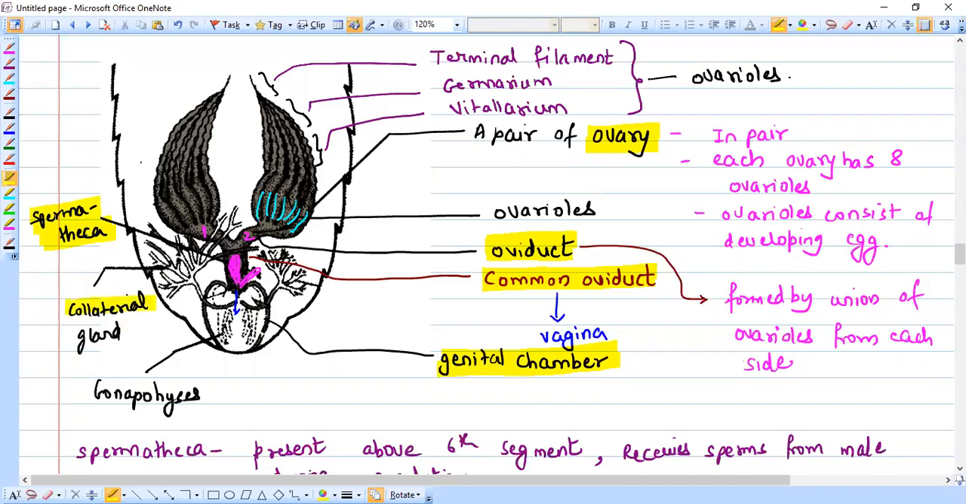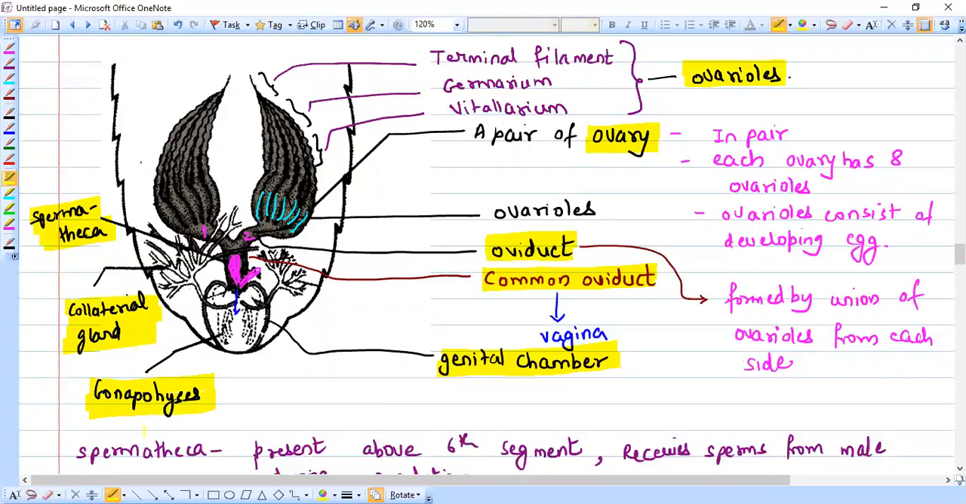Then surrounding the genital chamber, we have the most important one, that is called collateral gland. The collateral gland is a female accessory gland. Its secretion helps in the formation of the leathery dark brown egg case, which is also called ootheca. Ootheca protects the fertilized egg. There are about 14 to 16 eggs present in one ootheca. Then in the genital chamber, the opening for mating is called gonapophysis.